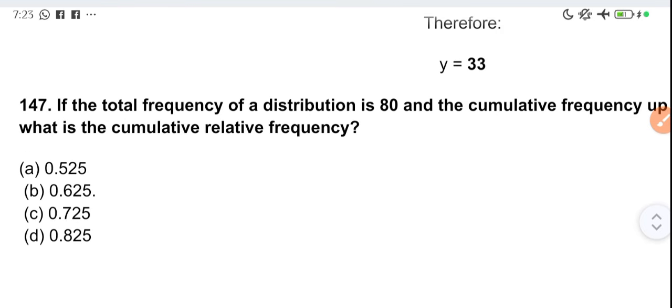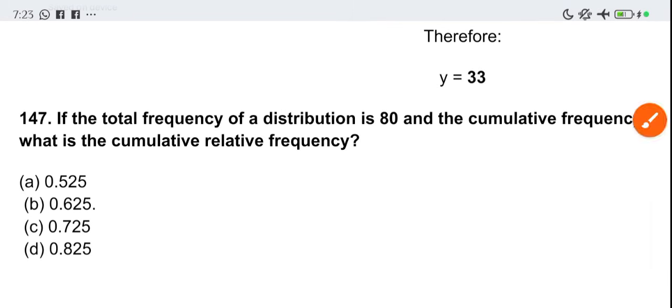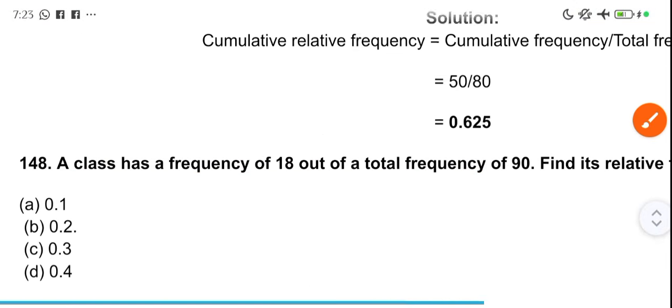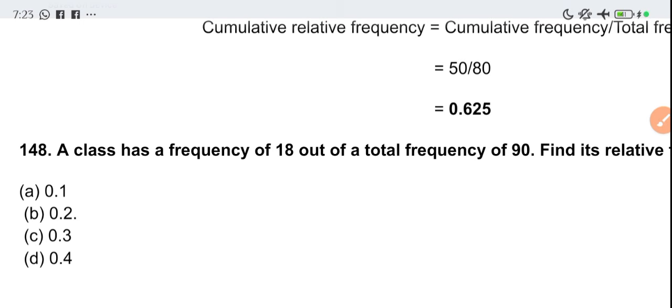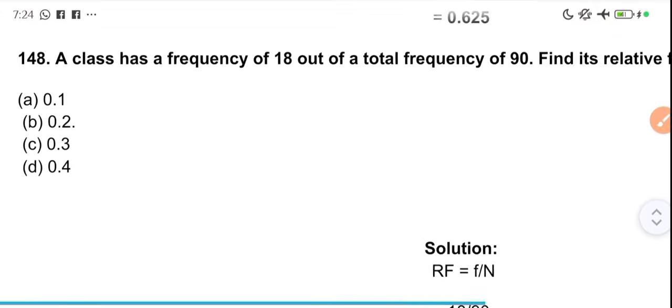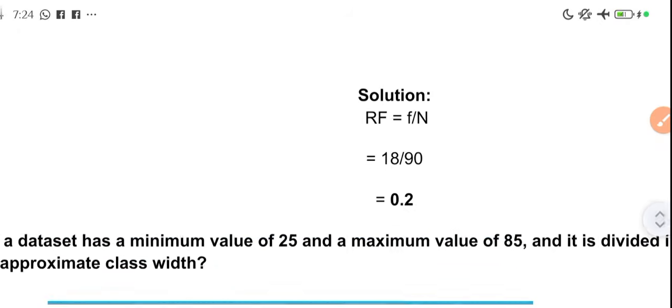Okay, now for 147, if the total frequency of a distribution is 80 and the cumulative frequency up to a particular class is 50, what is the cumulative relative frequency? It's as simple as that. Remember, 50 over 80, then you get your answer. Now, a class has a frequency of 18 out of a total frequency of 90. Find the relative frequency. The same thing, you have 18 over 90, and you get your answer.